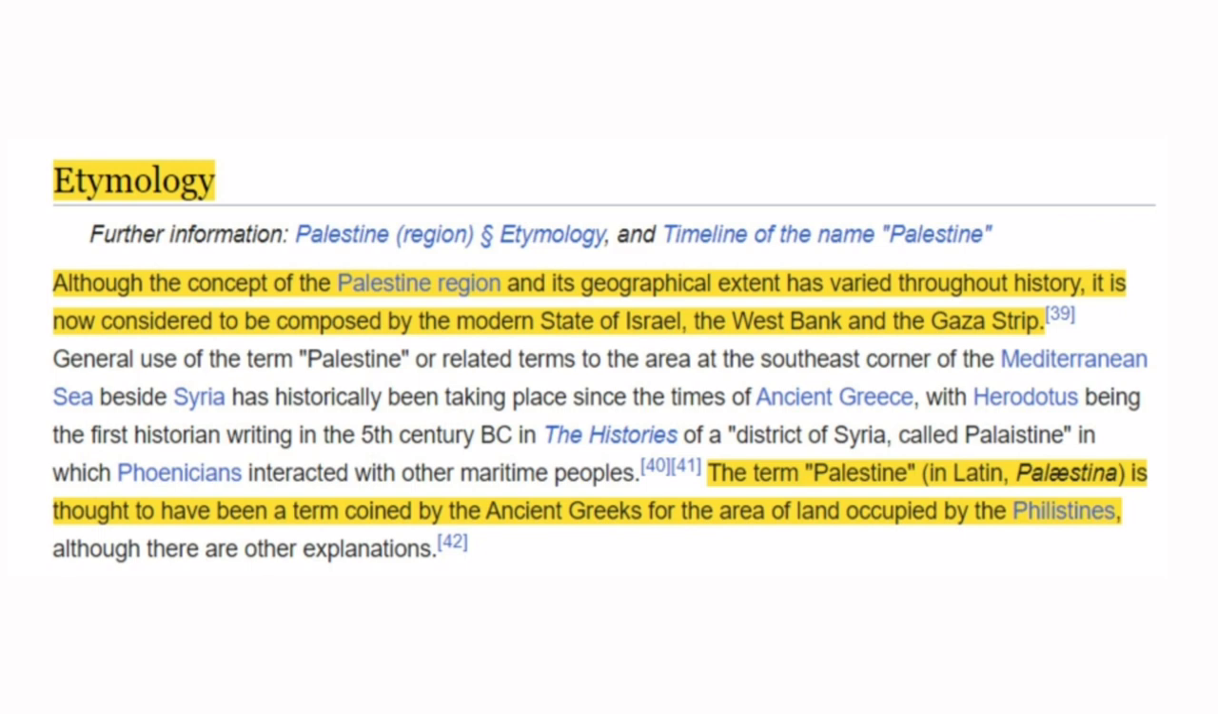Etymology. Although the concept of the Palestine region and its geographical extent has varied throughout history, it is now considered to be composed of the modern state of Israel, the West Bank, and the Gaza Strip. The term Palestine, in Latin Palaestina, is thought to have been a term coined by the ancient Greeks for the area of land occupied by the Philistines.